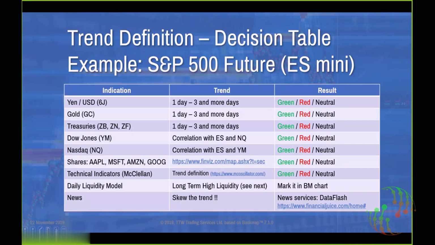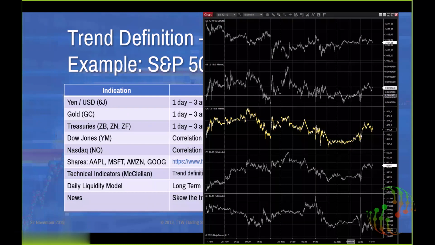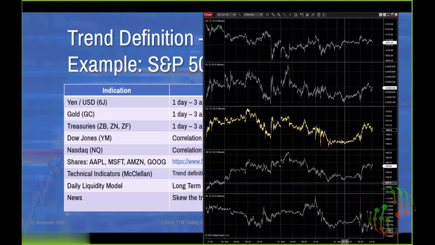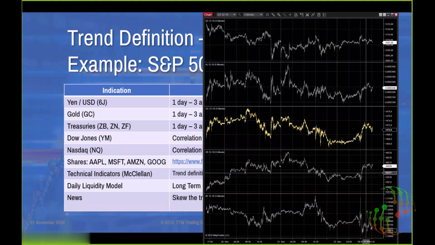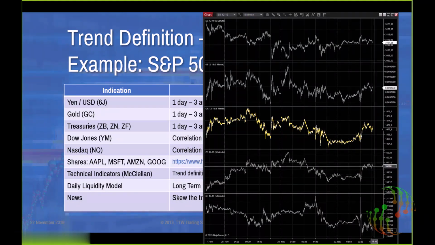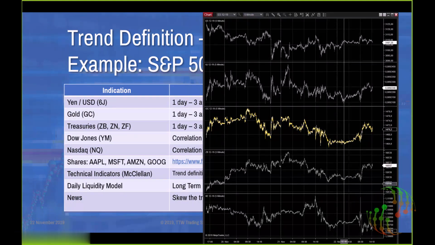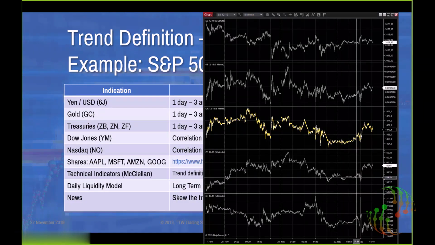So what is the yen doing? Yen is up, although we have a correction here. What is gold doing? Gold is up, although we have a correction here. What are the treasuries doing? Or the ZB in this case is up with a small correction, but it's always on the rise at the moment. That means we have a good indication.